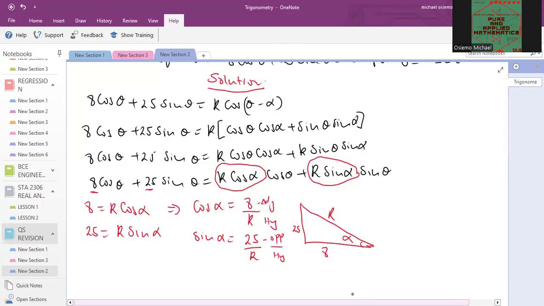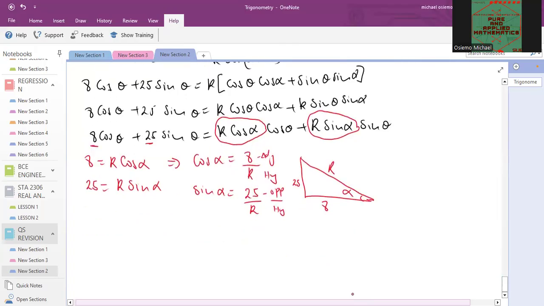So to get the value of R, it is quite simple, because you can see that R squared is equal to 8 squared plus 25 squared. And so you get that R is equal to the square root of 64 plus 625. And we get what? 625 plus 64.